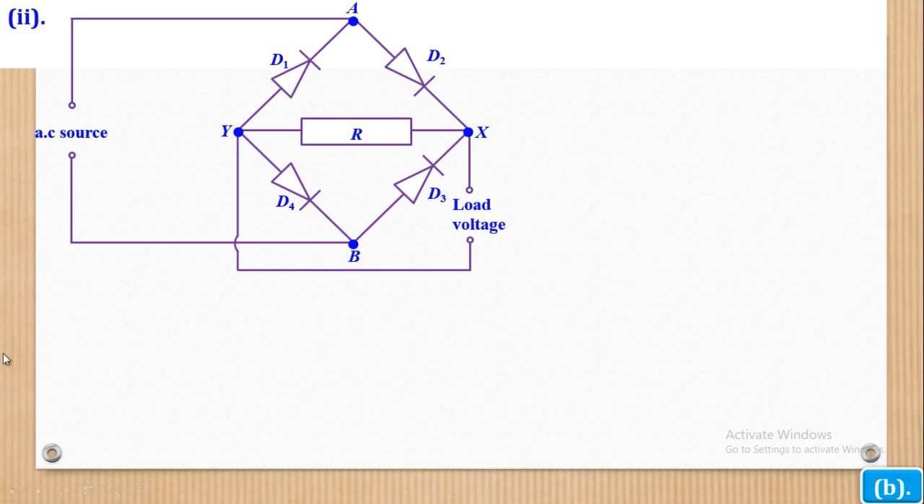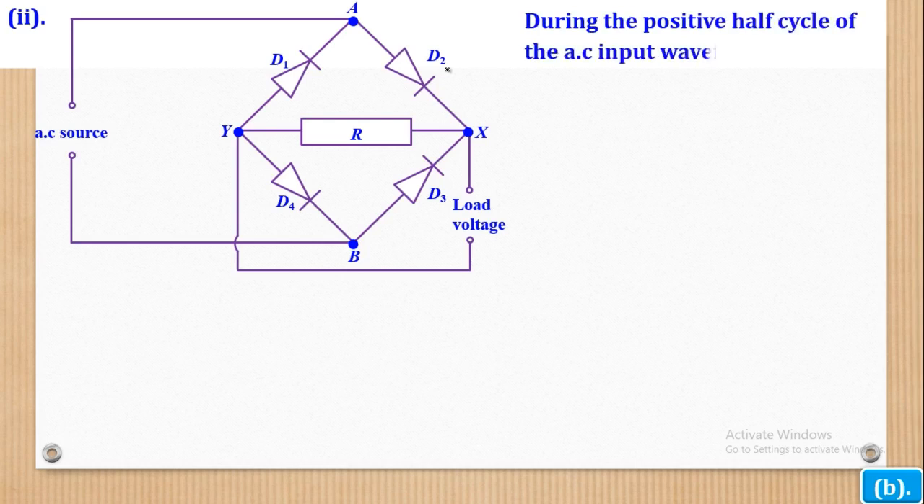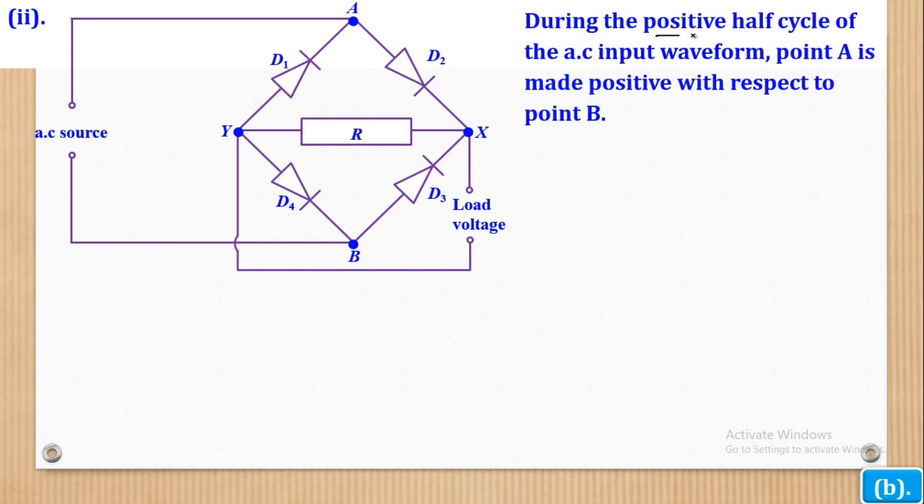So that is the circuit diagram. Now we can easily explain. So we shall come and say that during the positive half cycle of the AC input waveform, point A is made positive with respect to point B. So this is positive with respect to B.